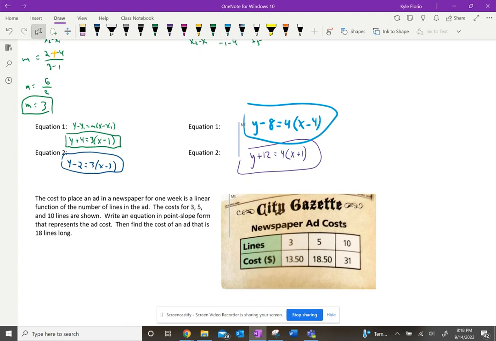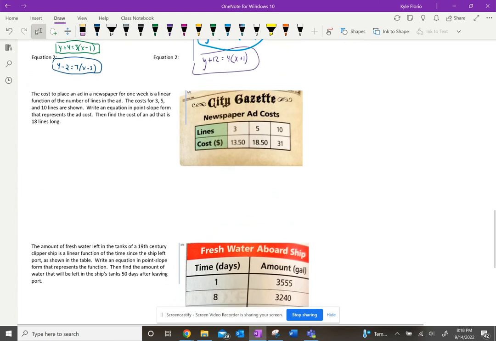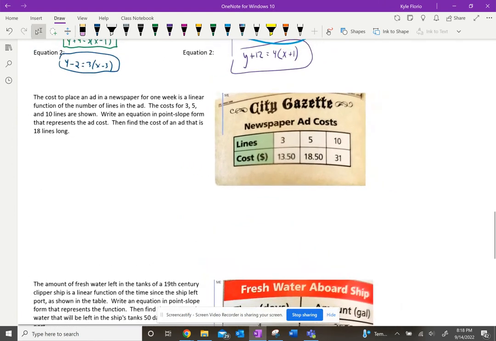All right, so these last two questions are word problems. I want you guys to try these ones on your own. But I'll try to give you some hints before you start. This picture right here tells you the cost of newspaper ads for 1 week, and it's a linear function of the number of lines in the ad. So the cost for 3, 5, and 10 lines are given. Write an equation in point slope form that represents the ad cost, and then find the cost of an ad that is 18 lines long.